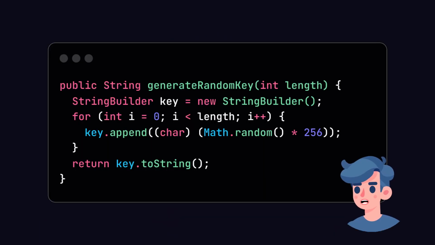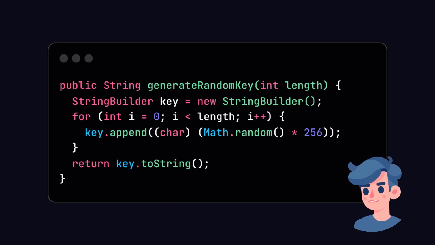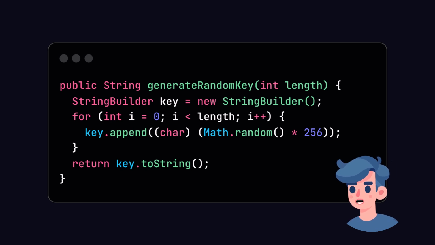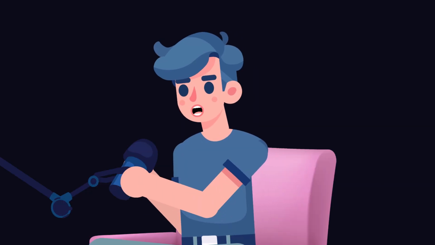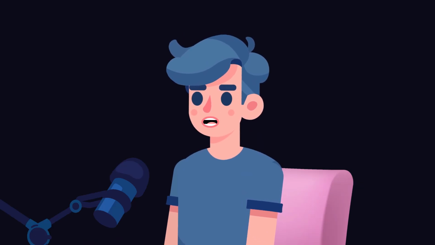Now we need a method to generate a random key. Remember, the key should be as long as the plaintext and must be completely random. Here's how we can generate a random key. This method generates a random key by appending random characters to a StringBuilder. Note that we're generating characters based on their ASCII values ranging from 0 to 255.